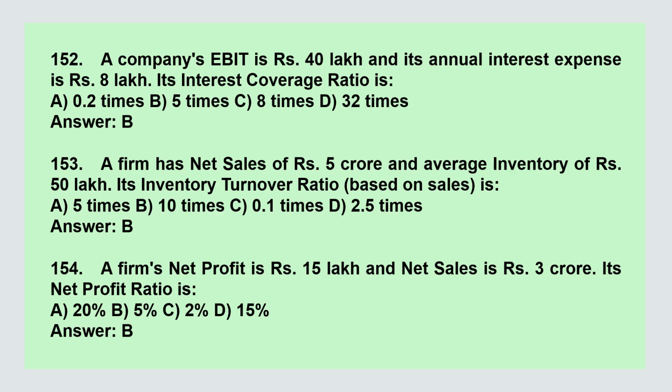A firm has net sales of rupees 5 crore and average inventory of rupees 50 lakh. The inventory turnover ratio is answer B, 10 times. A firm's net profit is rupees 15 lakh and net sales is rupees 3 crore. Its net profit ratio is answer B, 5%.